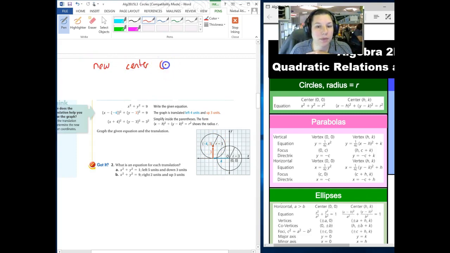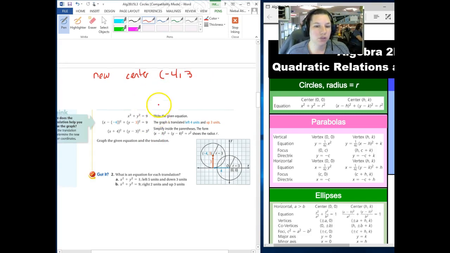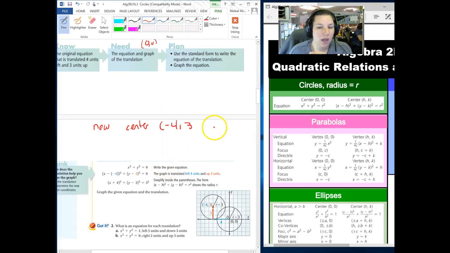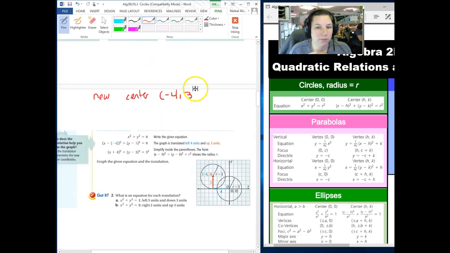So we have a new center. Your new center is going to be whatever you translated by. And then the radius is not going to change. Here it said equals 9, so our equation is still going to equal 9. That means our radius was 3. So instead of x squared plus y squared equals 9, we're going to be using x minus h squared plus y minus k squared equals r squared. So x minus, and then our h is a -4. Y minus, our k is a 3.